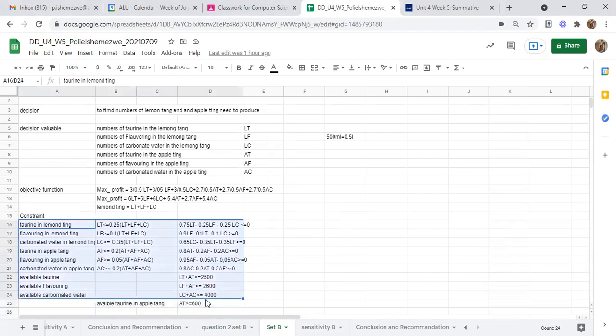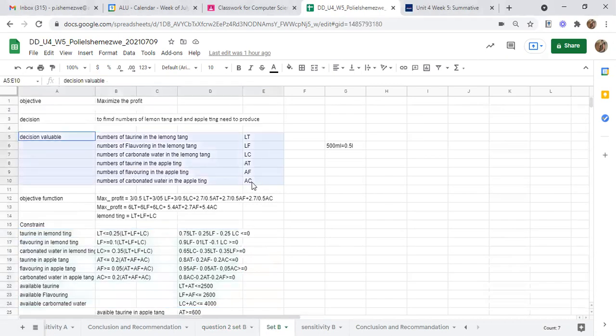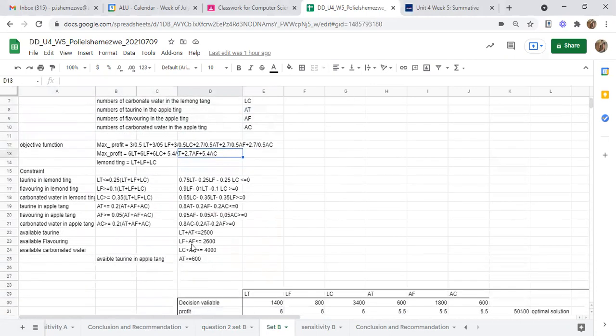Number of liters of taurine used to make airporting, number of liters of flavoring used to make airporting, number of liters of carbonated water used to make airporting, number of taurine in the lemon thing, number of flavoring in the lemon thing, and number of carbonated water in the apple thing.